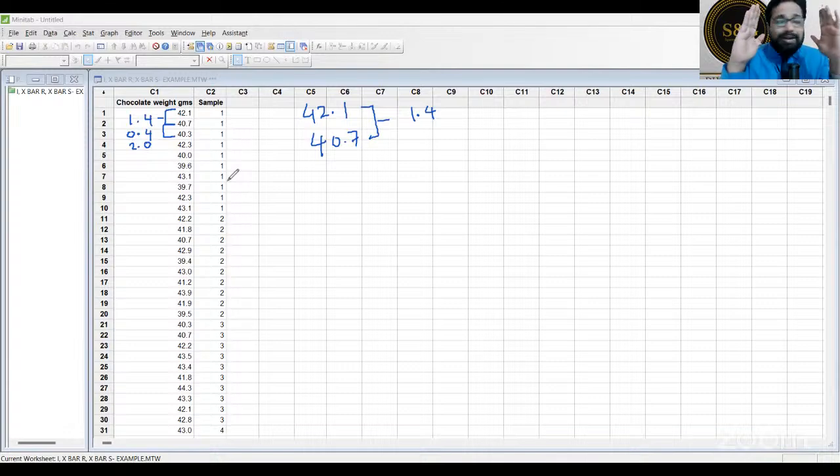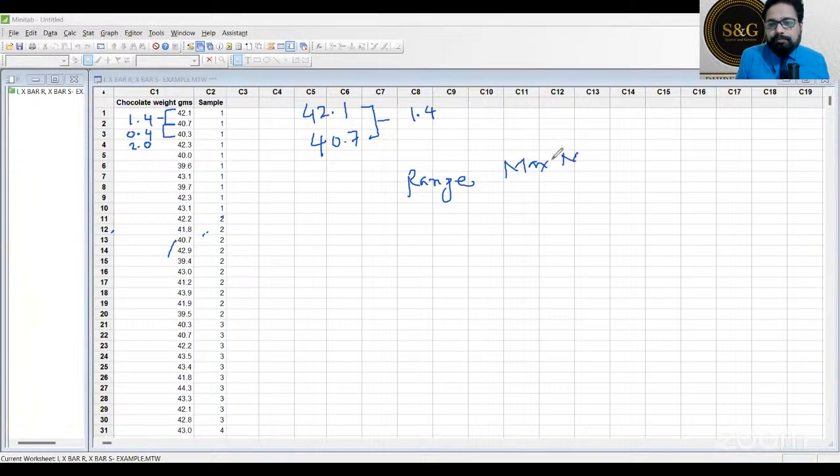What is the range? Maximum minus minimum. What is the formula of range? Range का मतलब क्या है? Maximum value minus minimum value. Okay.